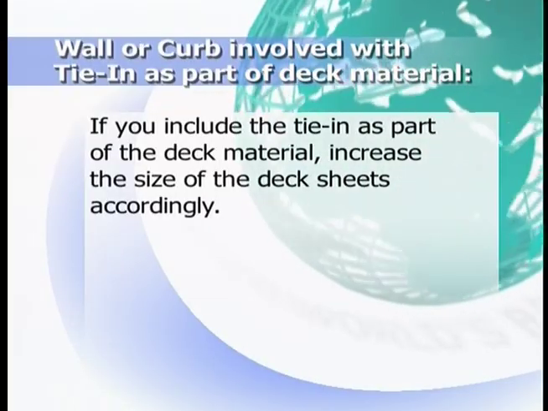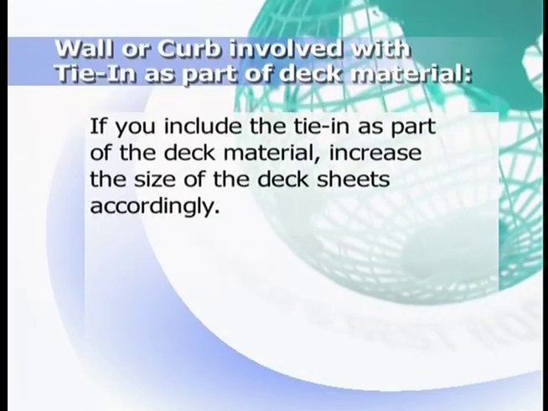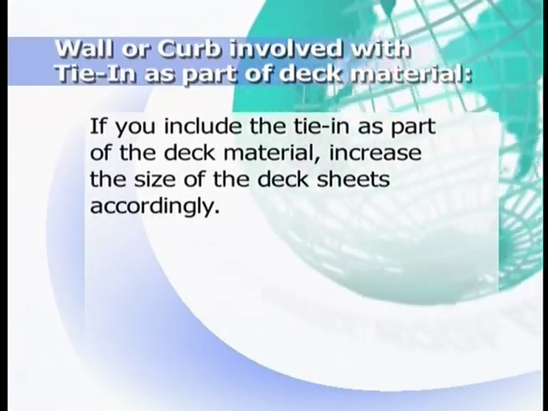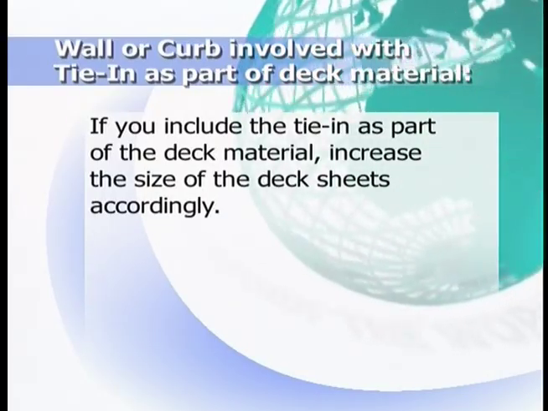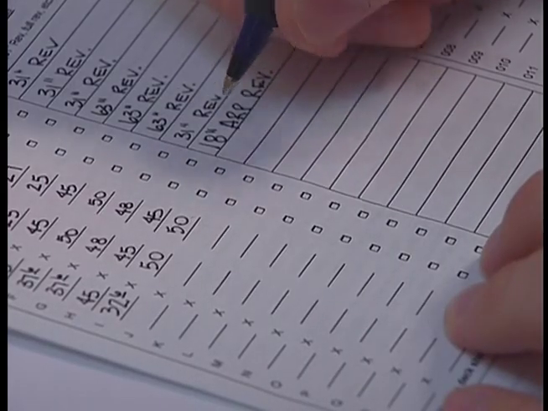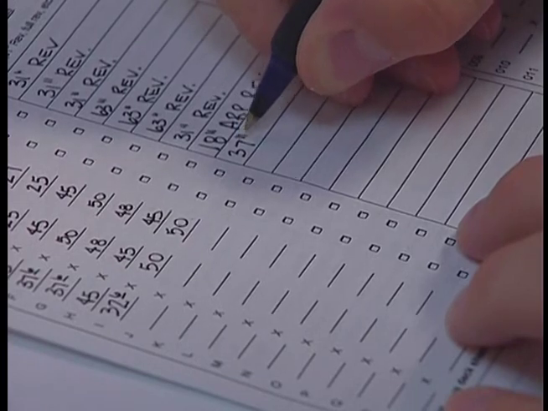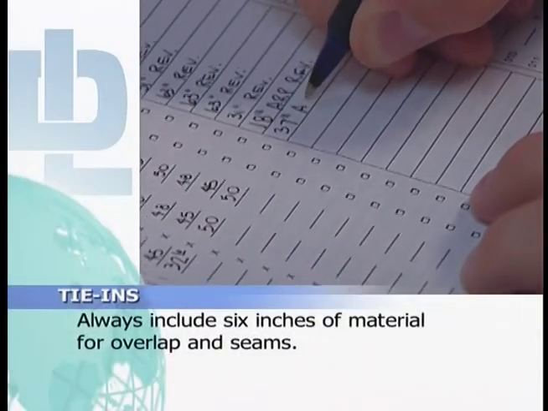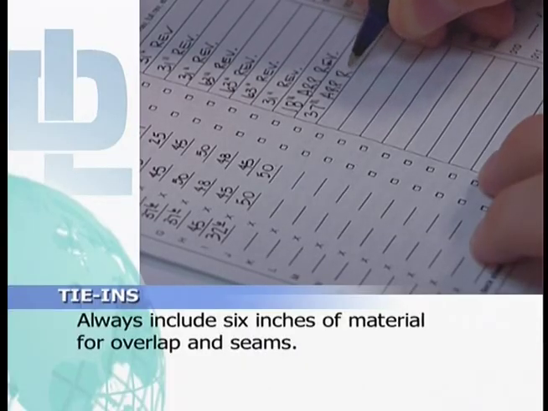If you include the tie-in as part of the deck material, you will need to account for the material when estimating or ordering the rectangular deck sheets. Increase the size of the deck sheets accordingly. You can also order the tie-in membrane as a separate roof section with fastening tabs at specific points, or you can order a narrow strip of roll goods. Remember to always include 6 inches of material for overlap and field seaming.